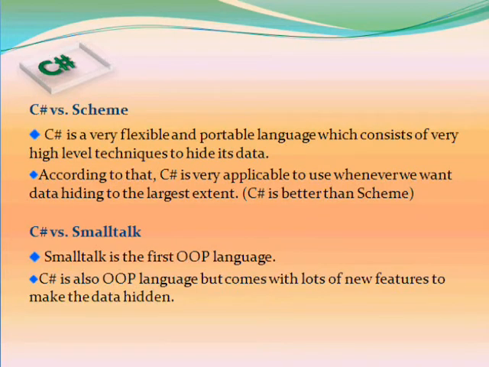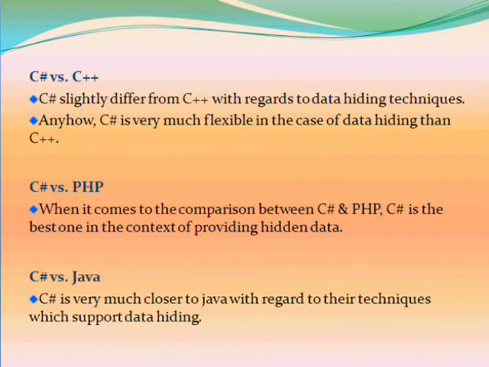Smalltalk is the first object-oriented programming language. C# is also an OOP language but comes with new data hiding mechanisms. C# slightly differs from C++ regarding data hiding techniques. Anyhow, C# is more flexible in the case of data hiding than C++. C# is better than PHP in the case of data hiding, and also it is much closer to Java.